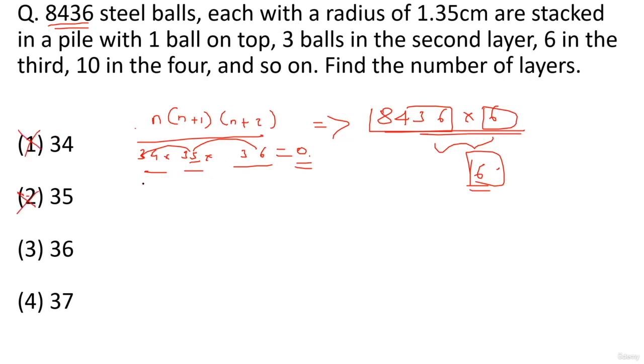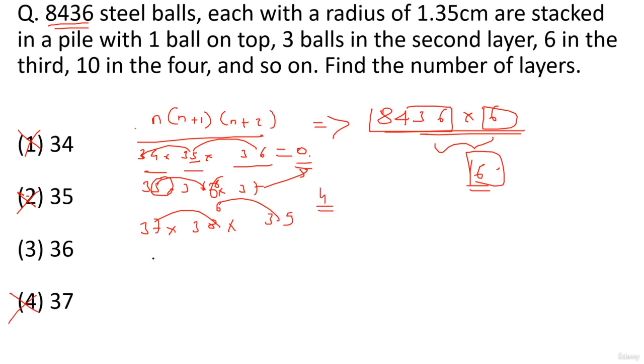Same way, guys, n can't be equal to 35. Same problem: 35 into 36 into 37. A number ending with 5 multiplied by any even number will end with 0. This is gone too. If we try 37, then 37 into 38 into 39. Let's look at the units place. 7 into 8 is 56, 6 into 9 is 54. This ends with 4.